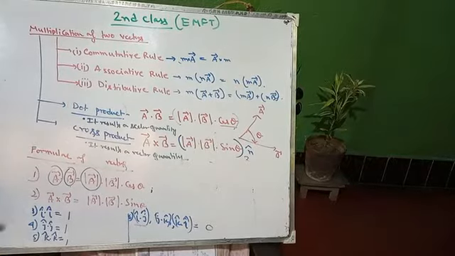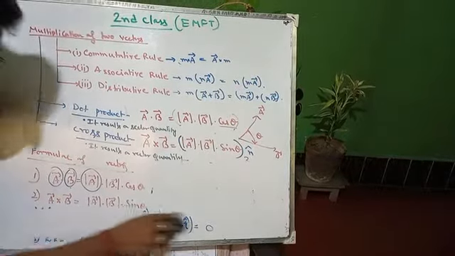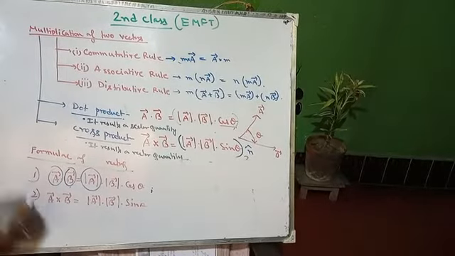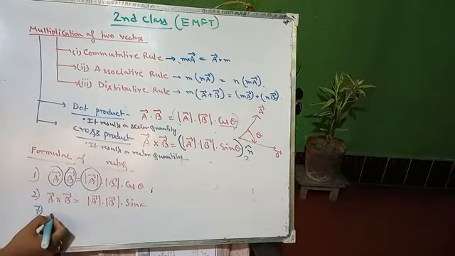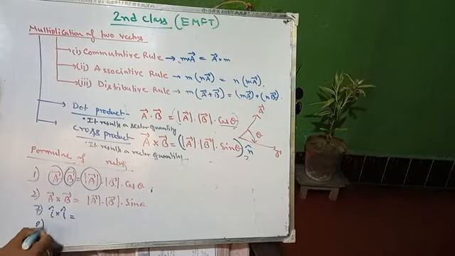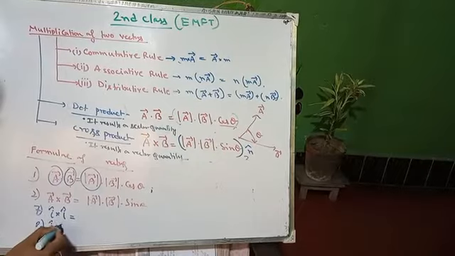Now let us move to formulae 7, 8, 9 and 10. What will be the formula for 7? i cross i, how much? j cross j, how much?